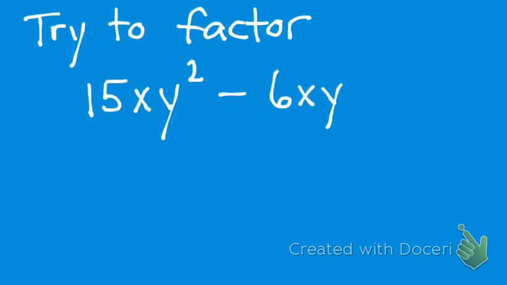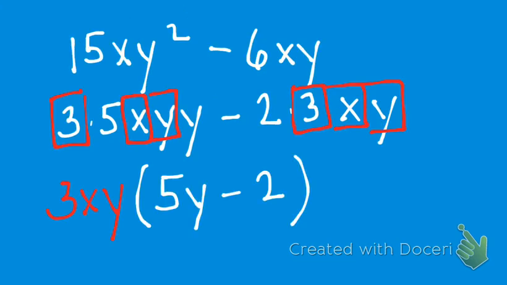Try to factor 15xy squared minus 6xy. The solution to this requires breaking it up and looking for the common factors, in this case 3xy. That goes outside the parentheses, and inside the parentheses are what's left in each term. So I have 5y minus 2.